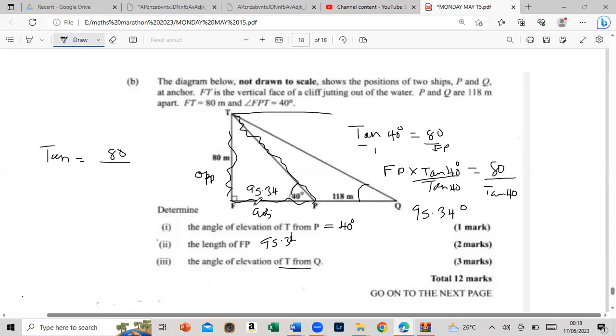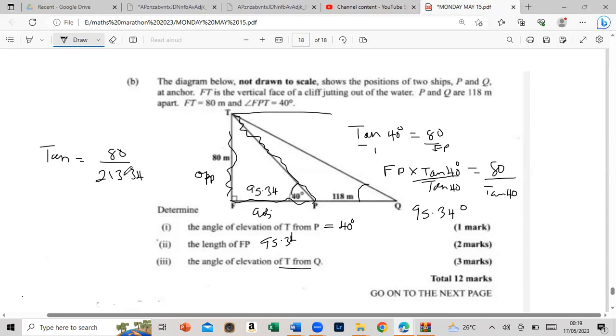The adjacent is 118 plus 95.34, so that's 213.34.